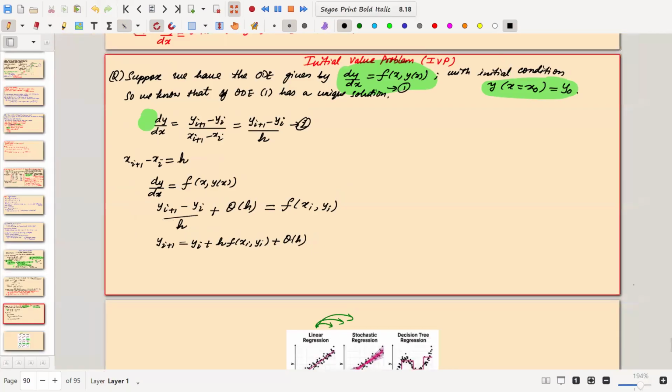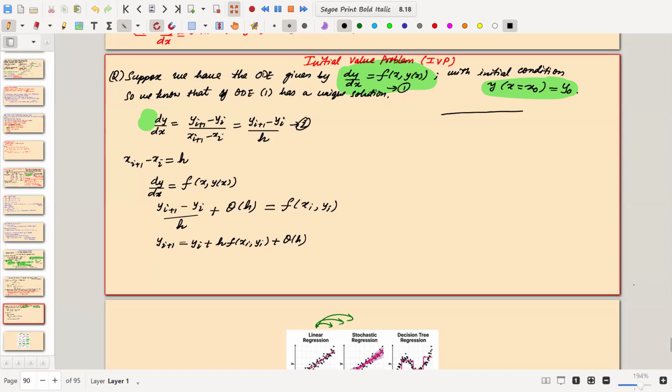Okay, I will repeat again. We have the differential equation dy by dx equal to f of x comma y of x. What do we do if we cannot find a closed form solution? We look for a numerical method to solve it. For a numerical method, we will discretize our domain. We will not consider it a continuous domain, rather we discretize it.